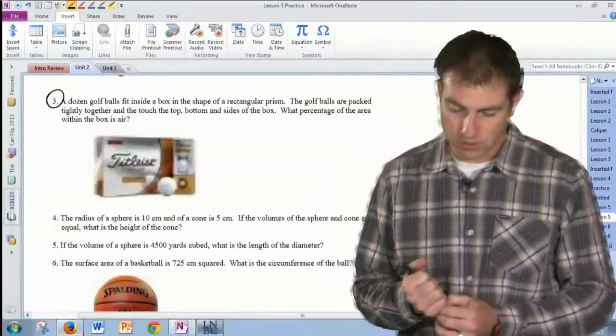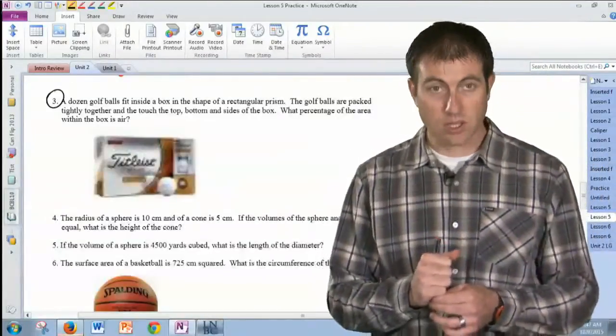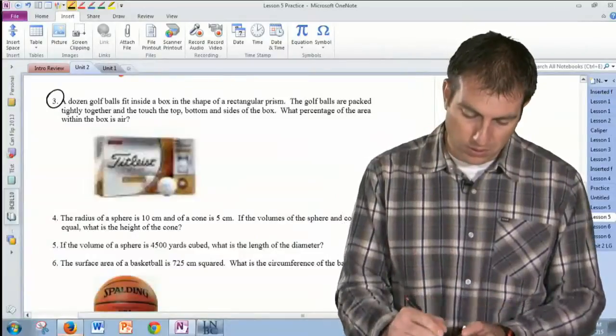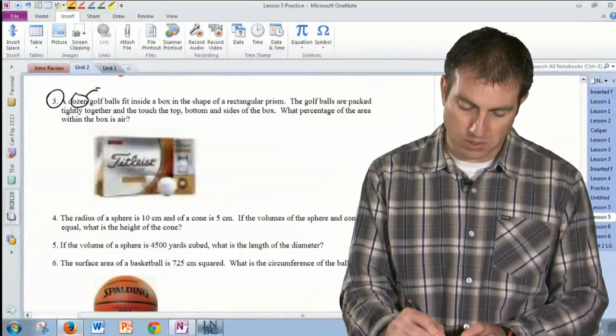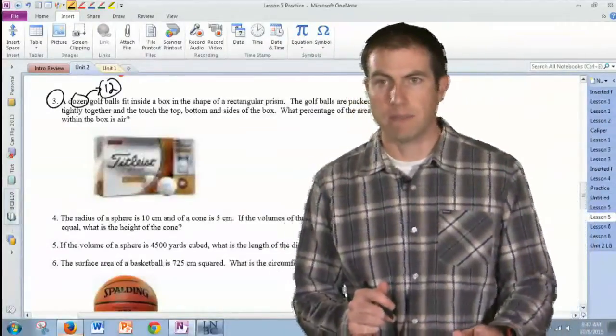Excellent. All right, so this is a really kind of a tricky question, because there's lots of different ways you can approach it. So it says there's a dozen golf balls. I guess the first thing we need to know is a dozen means 12. So that's kind of the first step.